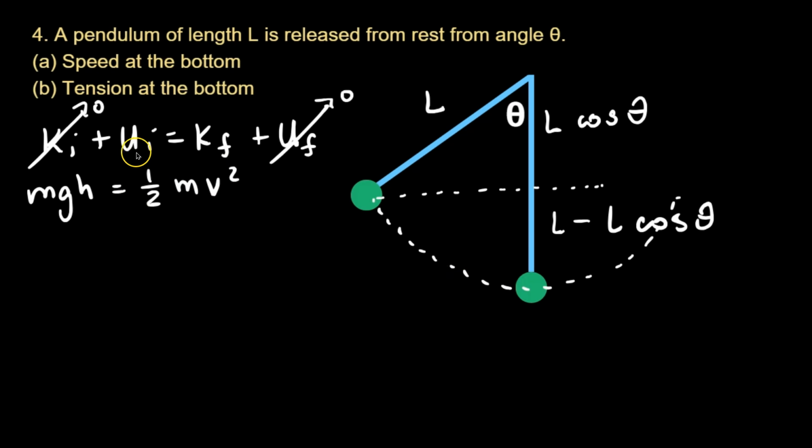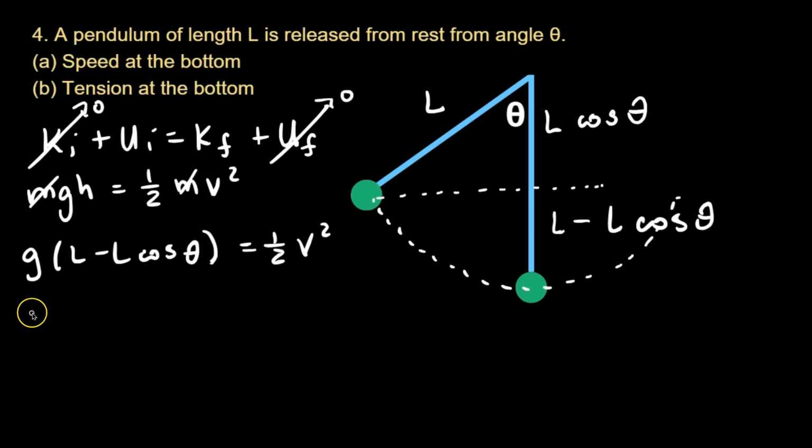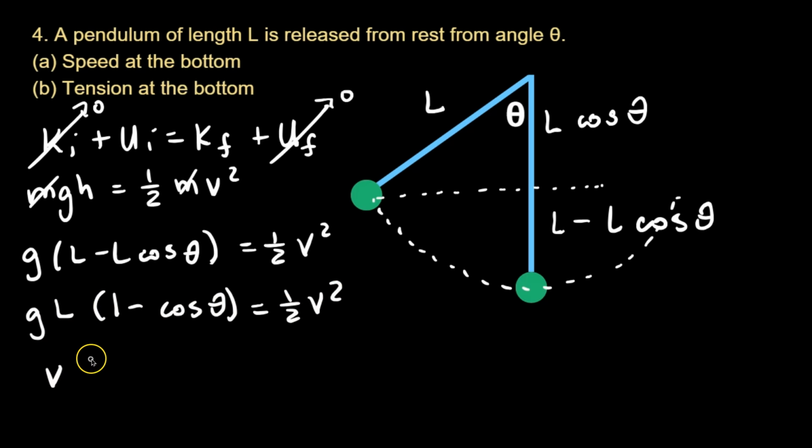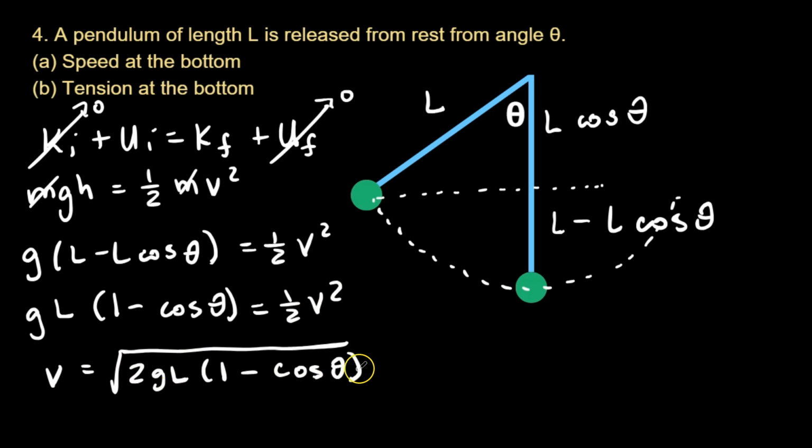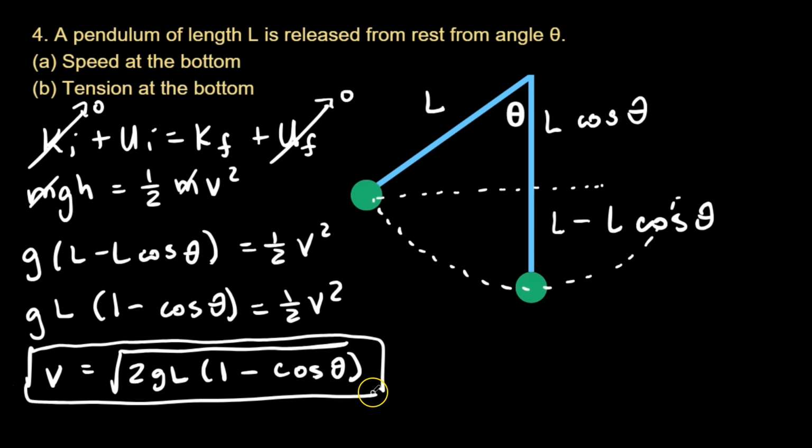Gravitational potential energy, we'll substitute that with mgh, and the final kinetic energy, we'll substitute that with 1 over 2 mv squared. You'll notice that there's m on both sides, so we'll cancel out the m's, and that gives us g times h. For the h, we're going to substitute L minus L cosine theta, because that's the vertical displacement. Set that equal to 1 over 2 v squared. Factoring out the L, we get gL times 1 minus cosine theta is equal to 1 over 2 v squared. Solving for v, we multiply 2 on both sides and square root both sides, and we get that v is equal to the square root of 2gL times 1 minus cosine theta.